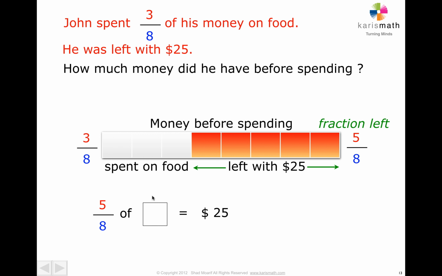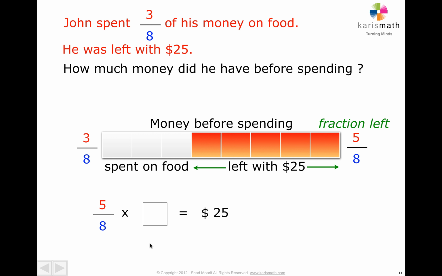Now who can find the answer to this? Do it in your head, mentally. It's that easy. That's right, it'll be 40, obviously. Some of you figured it out long before we came here. So 5/8, well, 5 parts is 25, 1 part is 5, 8 parts is 40, obviously.